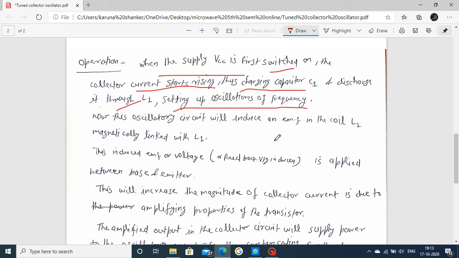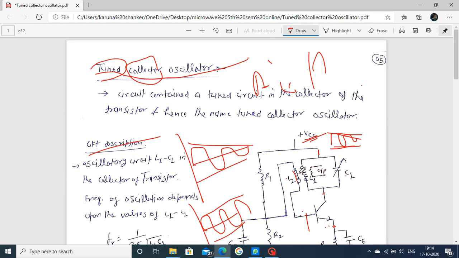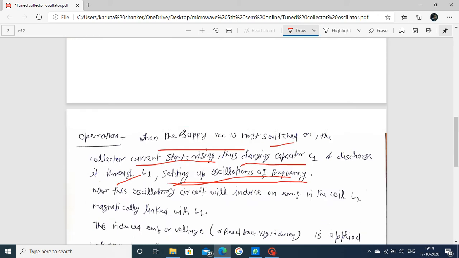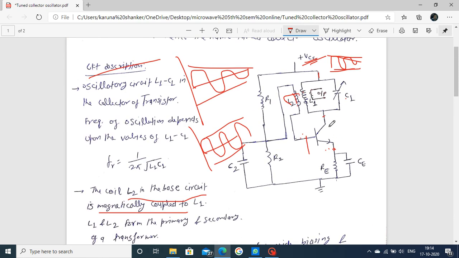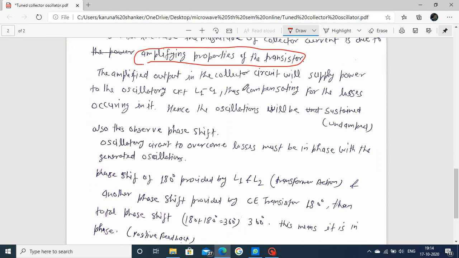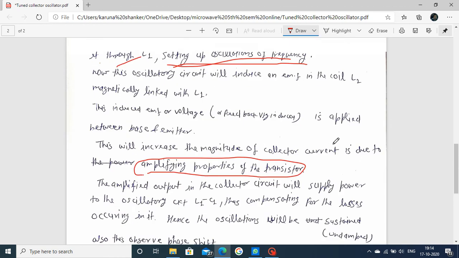Okay, this is the operation of your collector tuned oscillator circuit. This is also written here, and already explained. When producing an oscillation, the oscillator circuit induces an EMF in coil L2, the secondary winding, while L1 is considered the primary winding. This increases the magnitude of collector current due to the amplifying property of the transistor. The induced voltage is amplified by your transistor, and the output comes across the collector. This compensates for the losses present. As written here, the amplified collector circuit supplies power to the oscillator circuit L1 and C1, compensating for the losses occurring, hence the oscillation will be sustained. Okay, these are the operations.